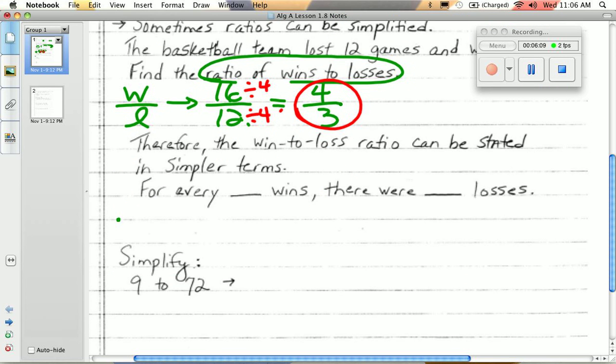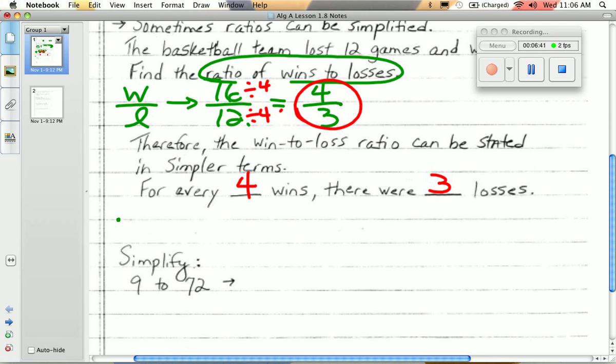Okay, so this is just for our notes. Therefore, the win-to-loss ratio can be stated in simpler terms. Instead of saying for 16 wins, we can say for every 4 wins, there were 3 losses. It's just stating it more simply. It's not saying they only played 7 games. It's just saying that every time they won 4 games, they had 3 losses to go with it, in this combination of 16 wins and 12 losses.